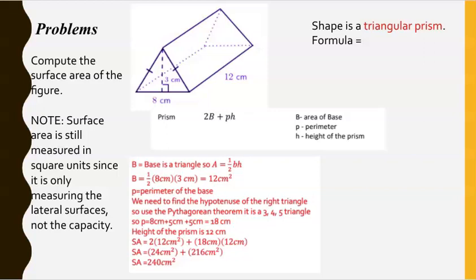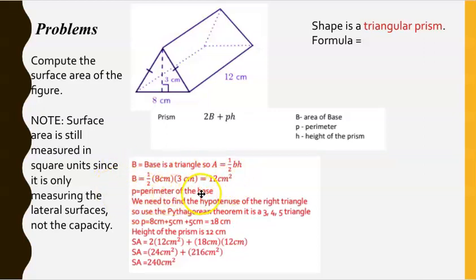Here's a different formula that you might see on a formula sheet. It has 2 times capital B plus PH, and there's a little key there that says capital B is the area of the base, P is the perimeter of the base, and H is the height of the prism. So if you're going to use this formula and you're not going to think of nets, you really have to realize that this is the base of the shape. So the base of the triangle is A equals 1/2 base times height. So again, we found it just like we talked through it, thinking about the net, so 12 square centimeters.